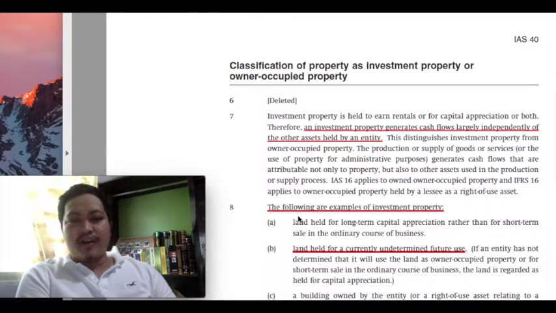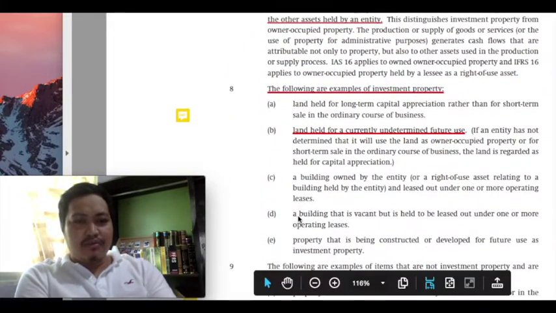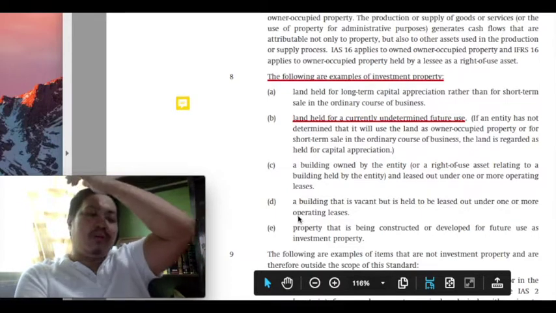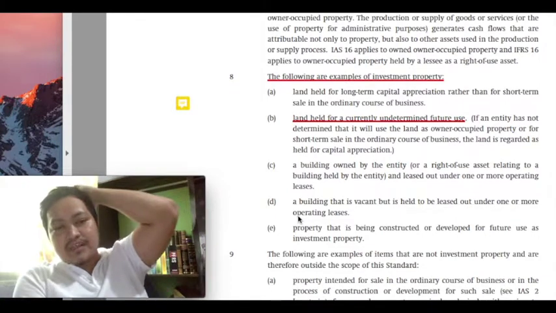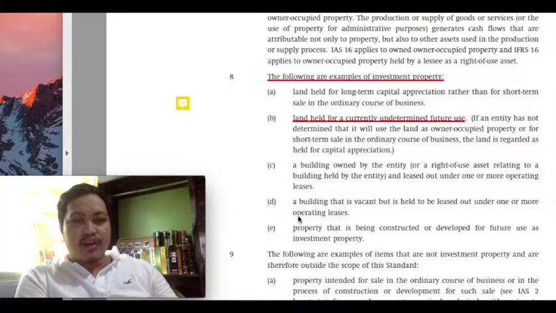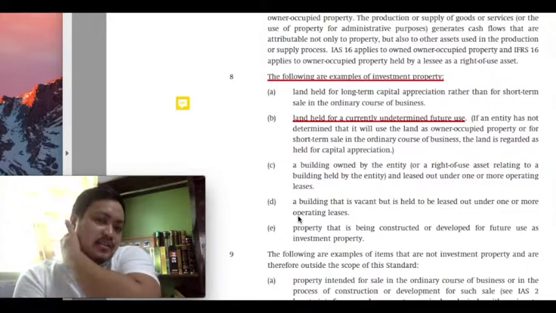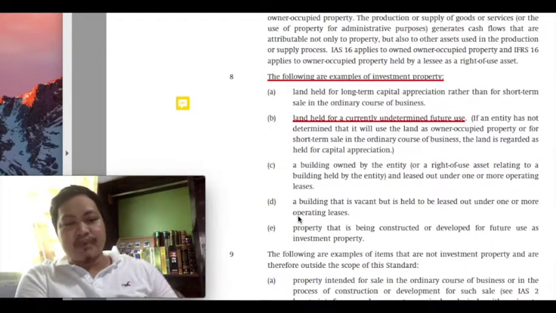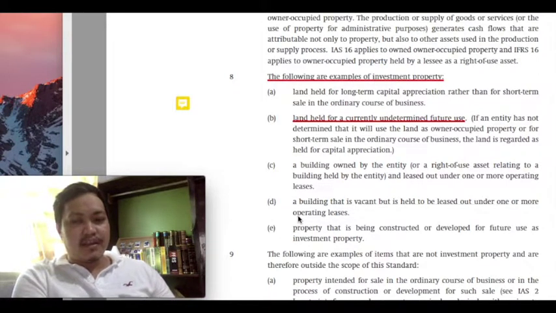They are able to provide you with increase in value. Okay. Now, paragraph 8 and paragraph 9 would be the primary source of the question I told you earlier, wherein you would be asked which of the following is an investment property, which of the following is not an investment property. So, paragraph 8 gives us examples of investment property, while paragraph 9 gives us examples of those that are not considered within the scope of PAS 40. Those that are considered not investment property.